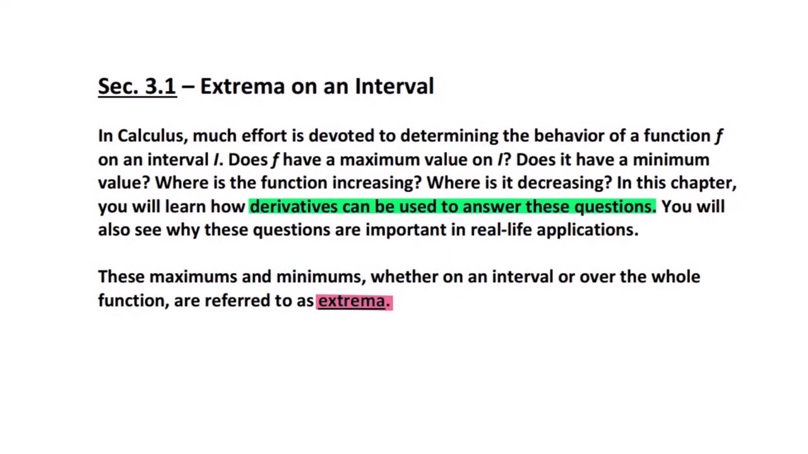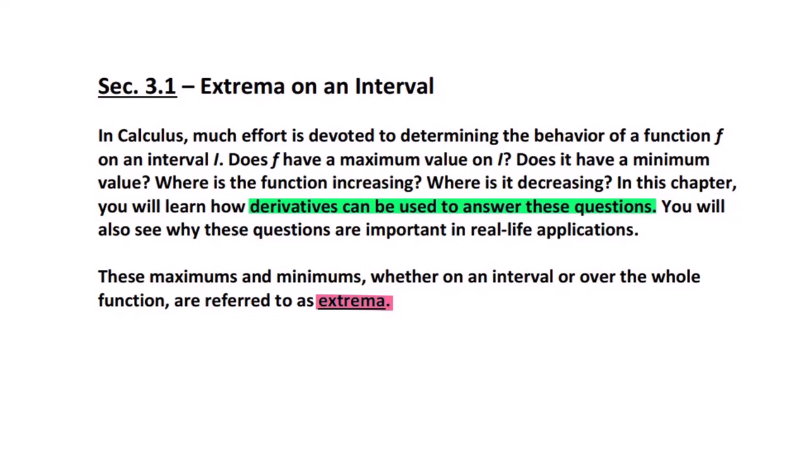In a lot of the fields where calculus comes in handy, we want to know where a certain function is peaking or where it's at its lowest. That's what this section is all about. How do you tell where a function is at a minimum point or where it's at a maximum point? We're going to find out that derivatives can help us out with this.